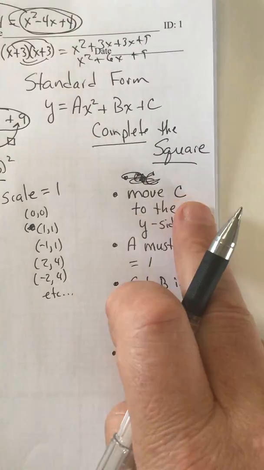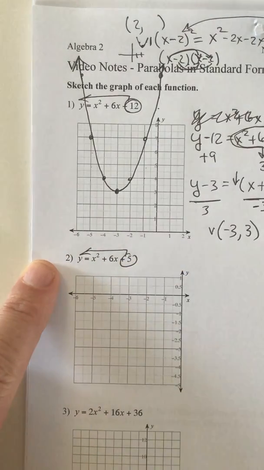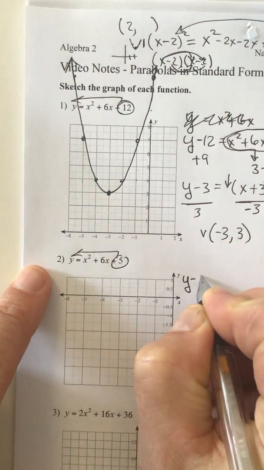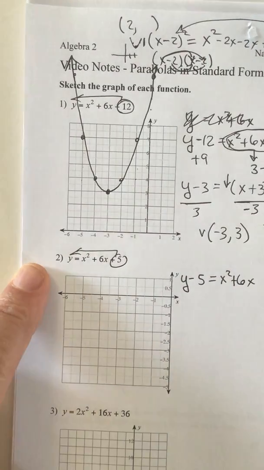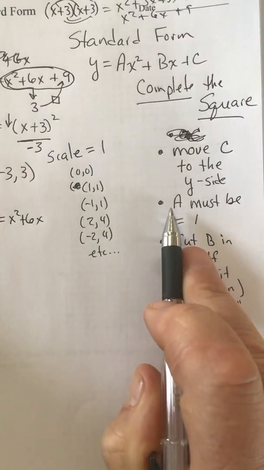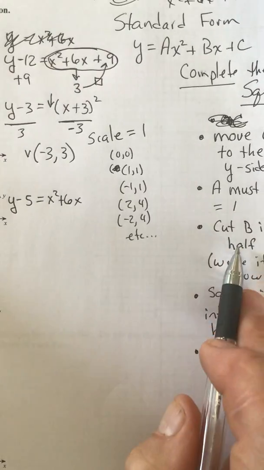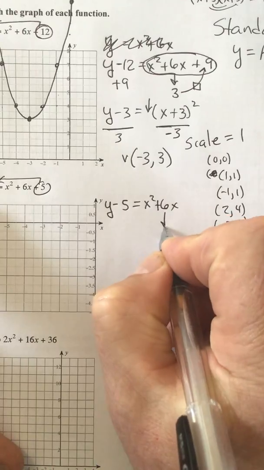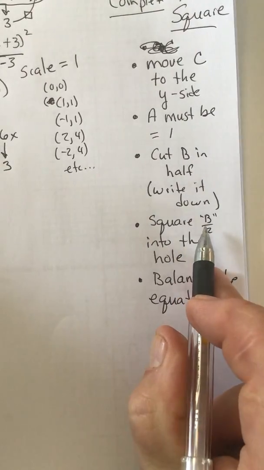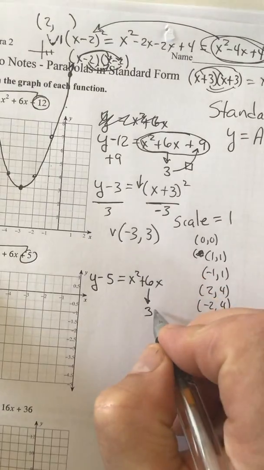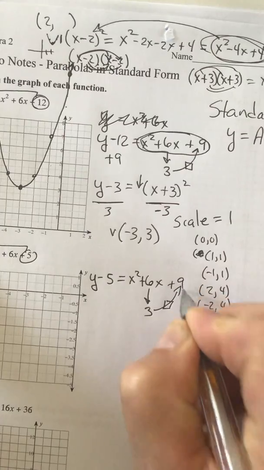First step, move C to the y side. So I'm going to take this 5 and put it over there. Okay, so that'll be y minus 5 equals x squared plus 6x. Step 2, make sure A is 1. Okay, it is. Step 3, cut B in half and write it down. So 6 cut in half is 3. Step 4, square B over 2 into the hole. So I'm going to take that 3 and square it into this spot. So 3 squared becomes positive 9.